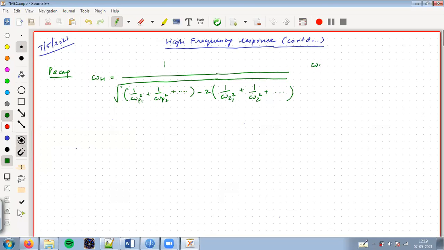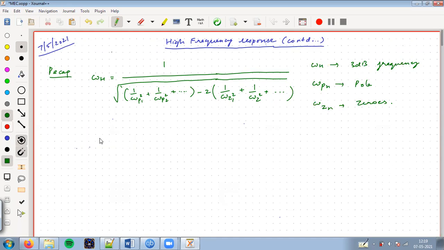So here omega h is the 3 dB frequency. Omega pn, those are your poles. And omega zn, those are your zeros. So this is the general expression for omega h.